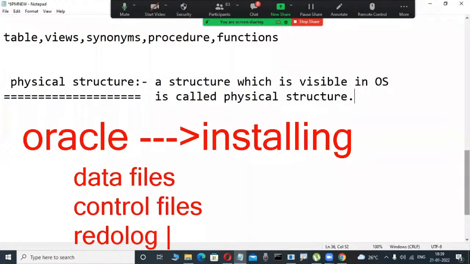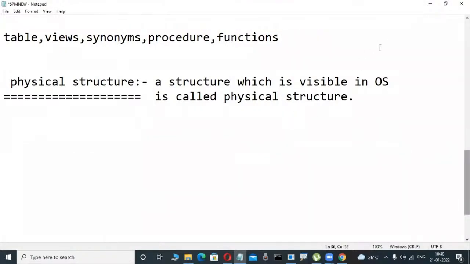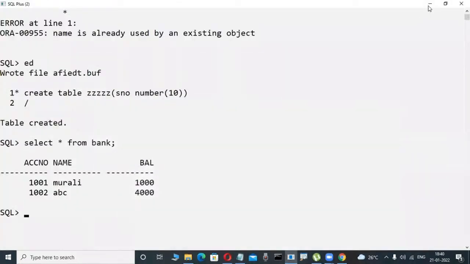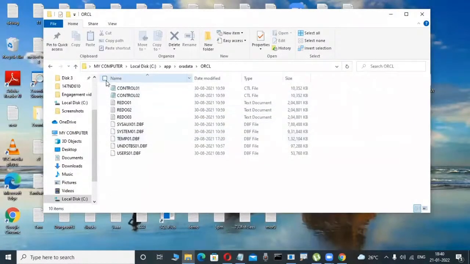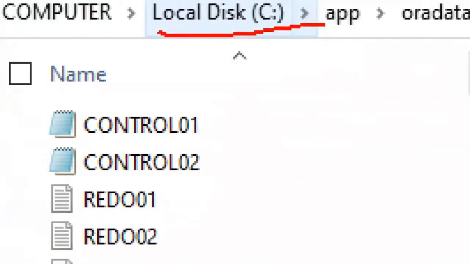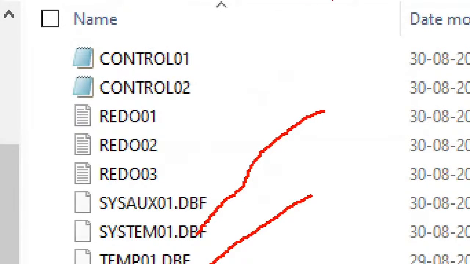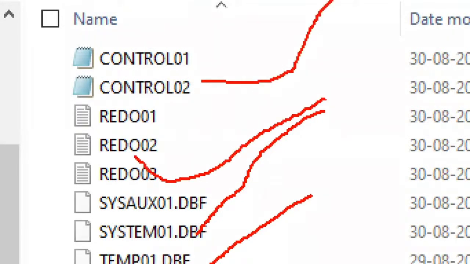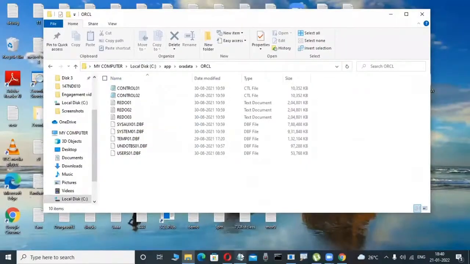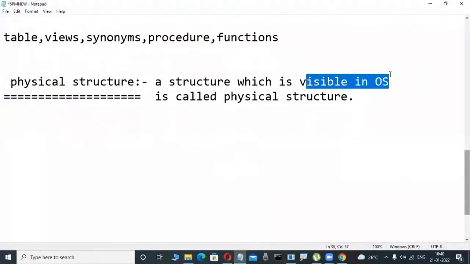You don't have an idea about all these things. In the future, in the DBA concept, I'm telling only a rough introduction in our course. Observe here, whenever I'm installing Oracle software, for example, some files are automatically created in a disk. In the C drive, D drive, some files are created. These are data files, .dbf files. What is this one? You don't have an idea, later you will be familiar. Here are control files and redo log files. That's why a structure which is visible in the operating system, maybe some files are visible, is called a physical structure.